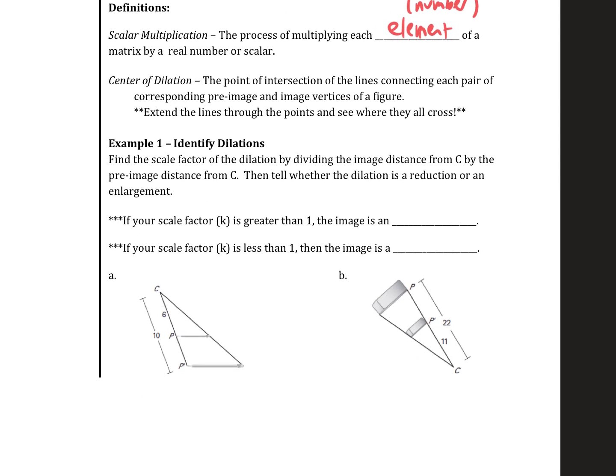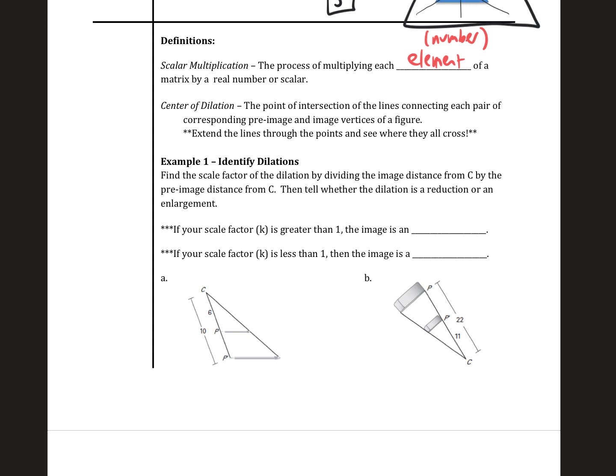All right, so identify dilations. We need to find what's called the scale factor, which is K. And what we do is we divide image over pre-image. That's kind of weird how they wrote it here, but basically K equals image over pre-image, okay? So basically, where we ended up over where we started, okay?